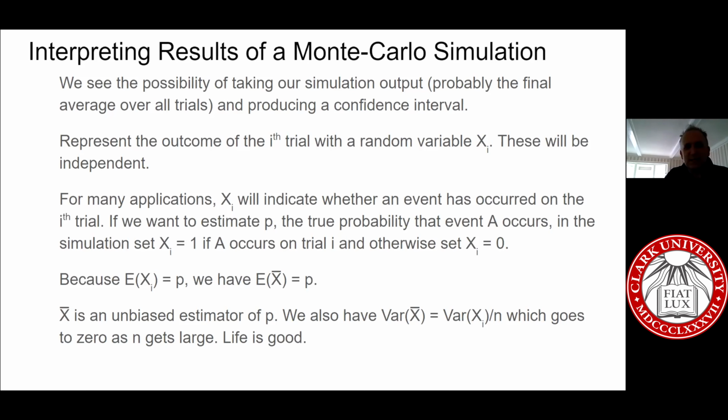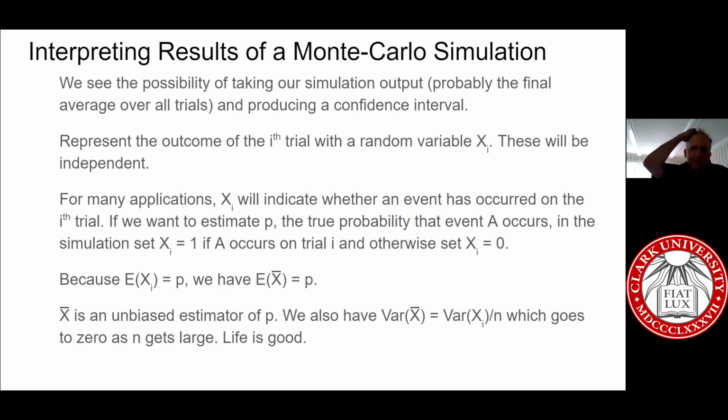Because if it is an indicator random variable, its expected value is the probability, and then the expected value of the mean is also the probability. That's easy to show. So X bar is an unbiased estimator of the probability. This is always what we want in statistics. And we also want minimum variance. The variance of X bar is equal to the variance of Xi, which is (1 minus p) times p, but we might not know what p is, divided by n, but it goes to 0 as n gets large.